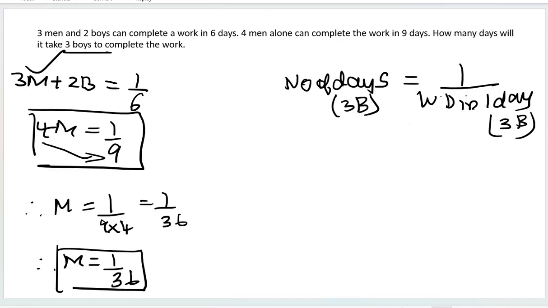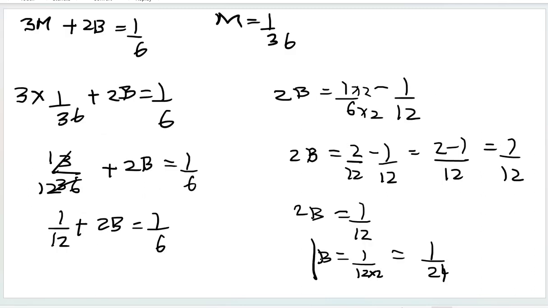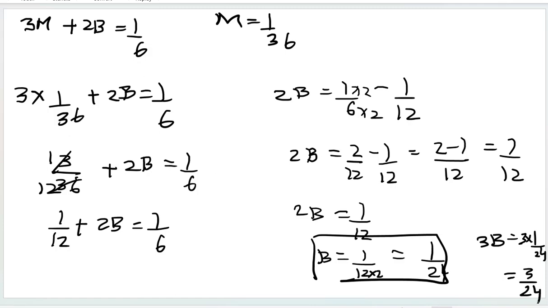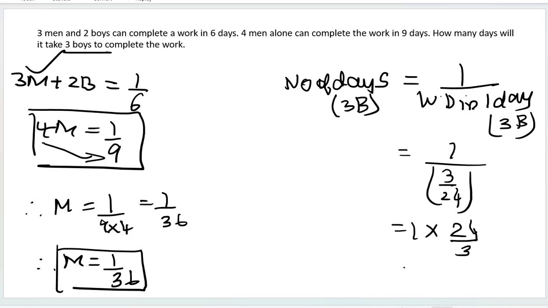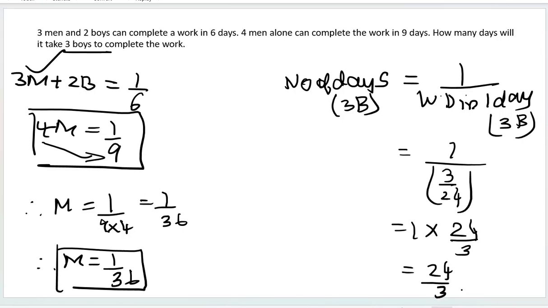Now if you observe over here, I need the value for 3b. Over here, I've got the value for 1b. So 3b will be what? 3 into 1 by 24, which is 3 by 24. I insert this value over here, 1 upon 3 by 24. Then I do 1 into 24 upon 3. This is 24 upon 3. And this answer will be 8 if you divide by 8 times table.